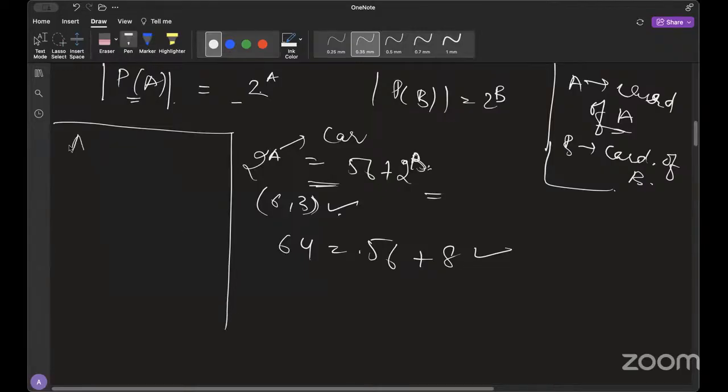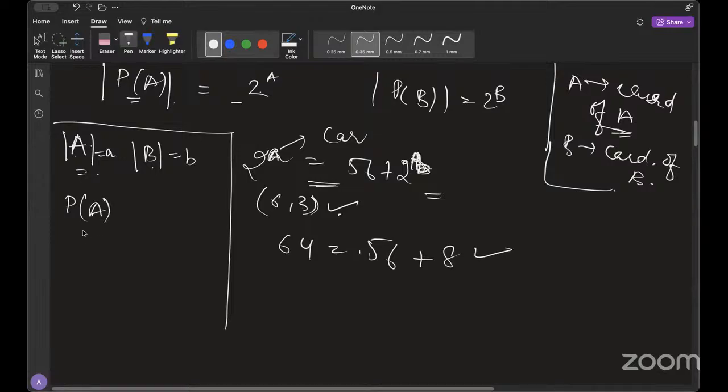So if your set is denoted by capital A, you are not supposed to use the same notation for the cardinality. But to do the question quicker, I just use the capital A notation only. This means the number of elements in set A, right? And this means the number of elements in set B. So let's take this to be small a, and let's just take this to be small b.